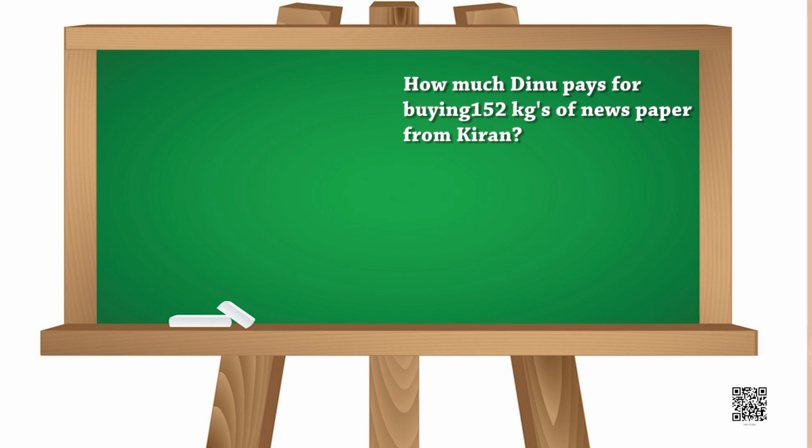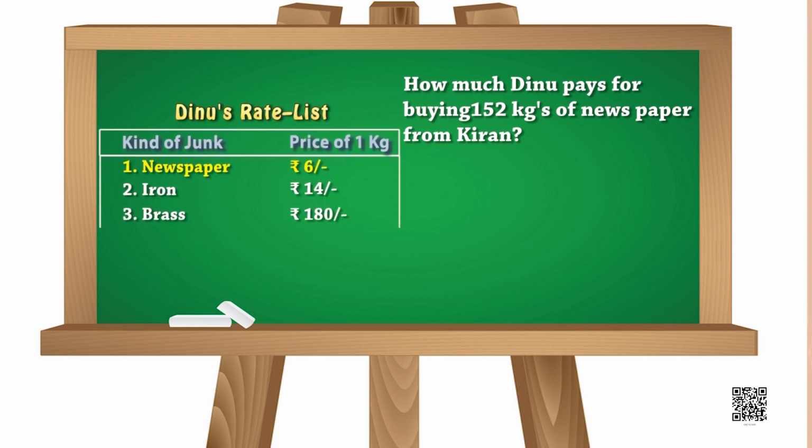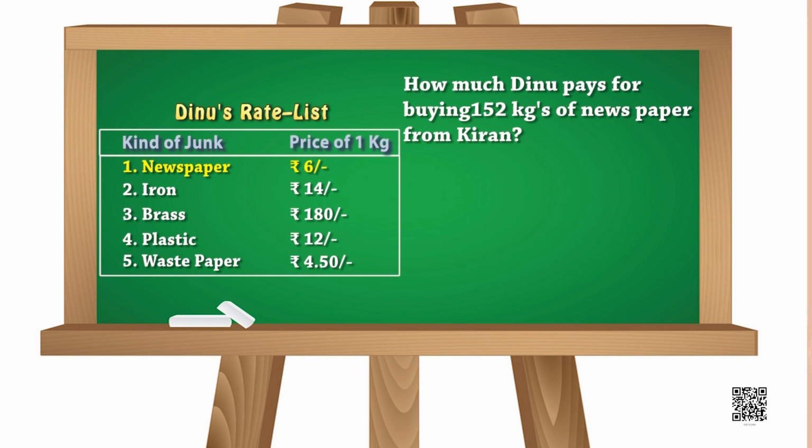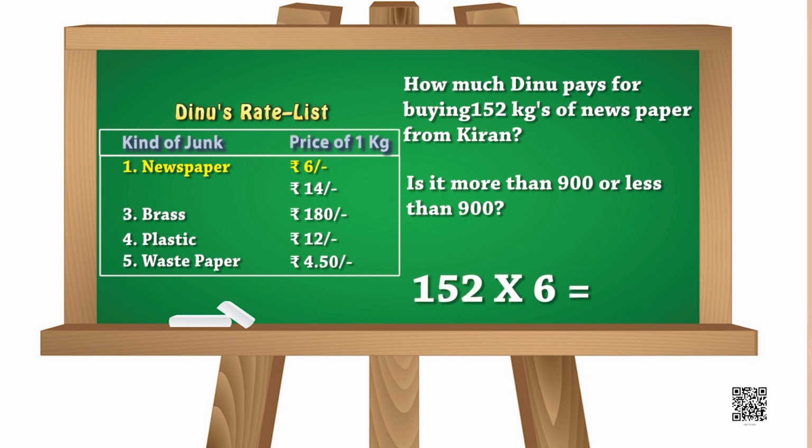How much does Dinu pay for buying 152 kgs of newspaper from Kiran? So, per kg of newspaper Dinu pays rupees 6. So, for 152 kgs, is it more than 900 or less than 900? First make a guess and then compute it and verify your answer. So, here it is, 152 kg into 6 gives me 912. So, therefore, it is more than 900.